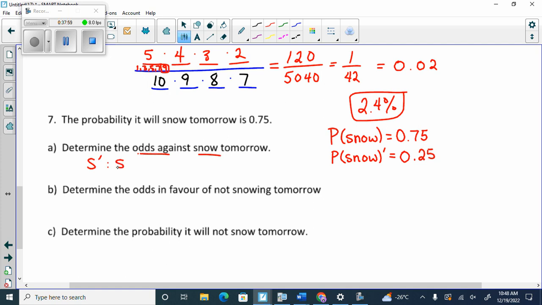So what is not snowing? 0 decimal and snowing. How do we reduce this so that it's not in decimals? 1. Yeah, but how do we reduce it if we can't see that? 0.25 divided by 0.75 in our calculator. And it's 1 to 3.